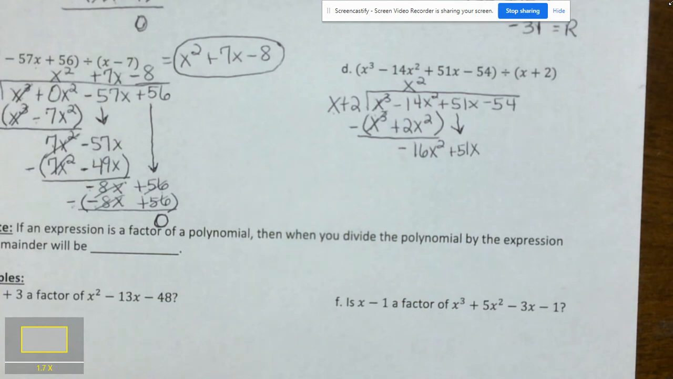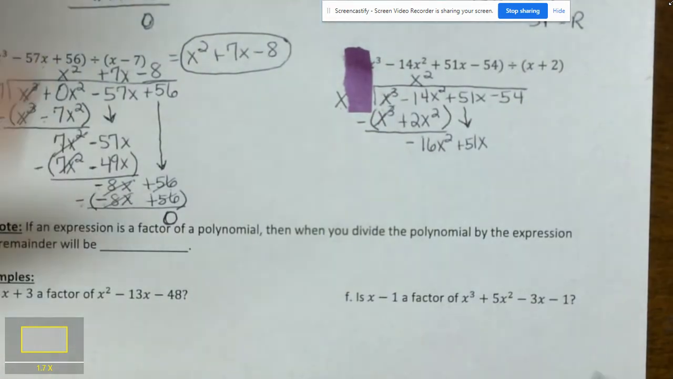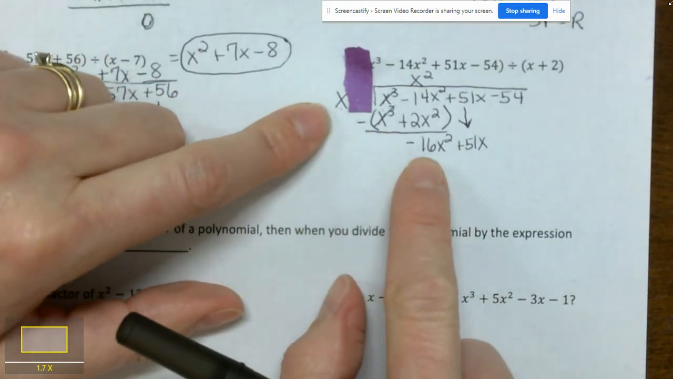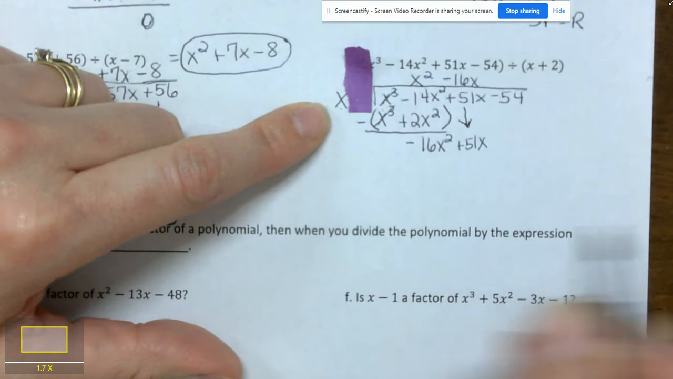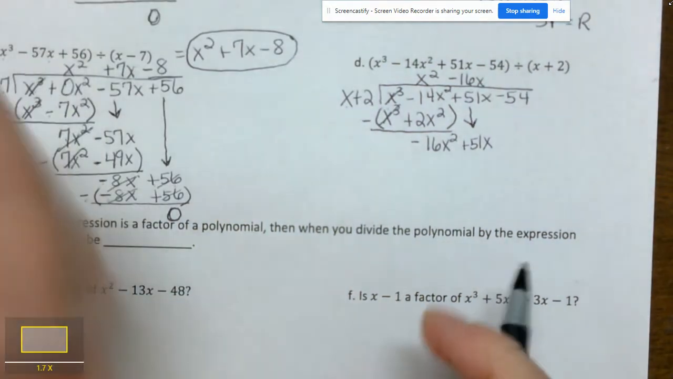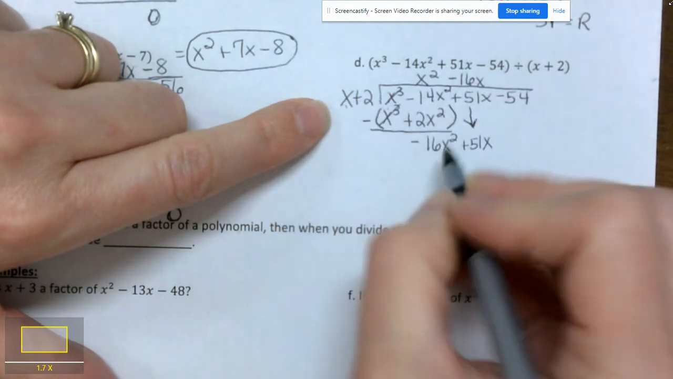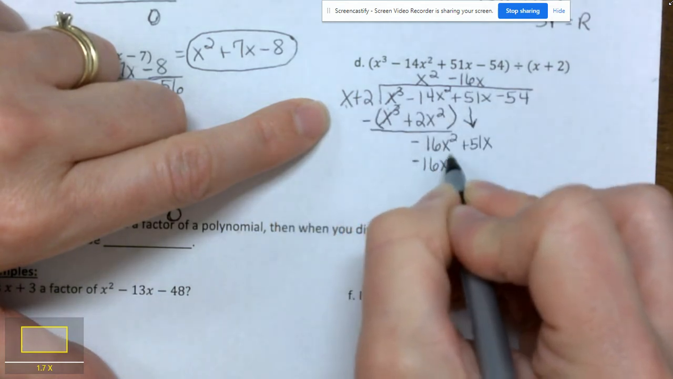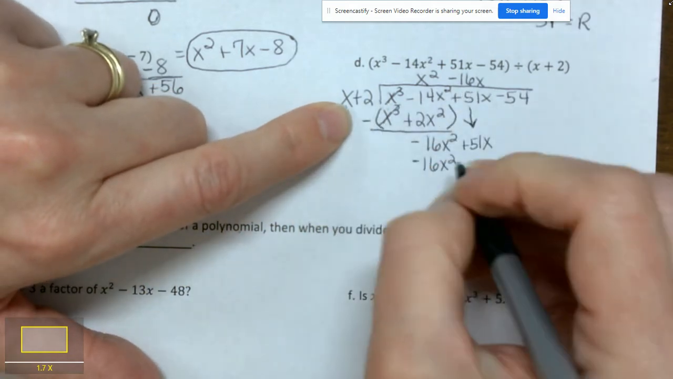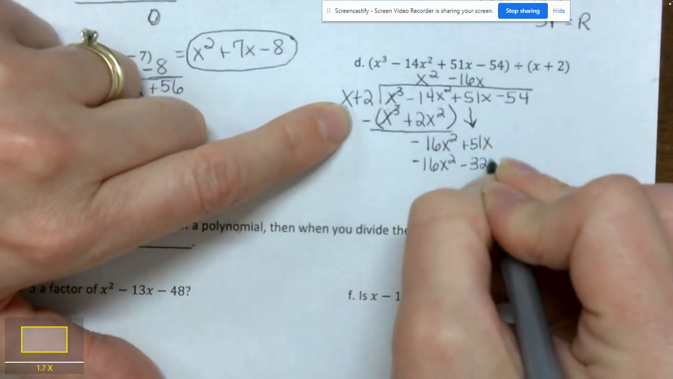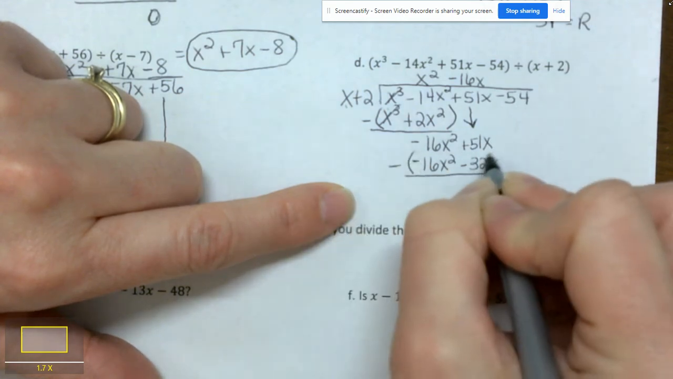Okay, we're going to cover up that plus 2 again. X times what is negative 16x squared? That would be a negative 16x. Okay, negative 16x times x is negative 16x squared. Negative 16x times positive 2 is negative 32x. Draw your line, subtract, and parentheses.